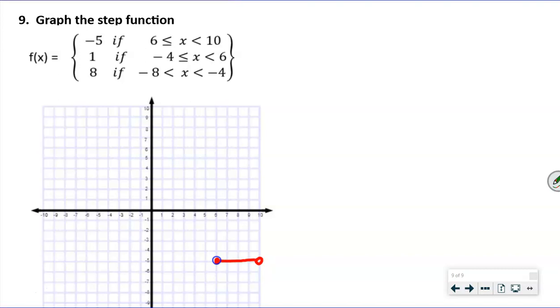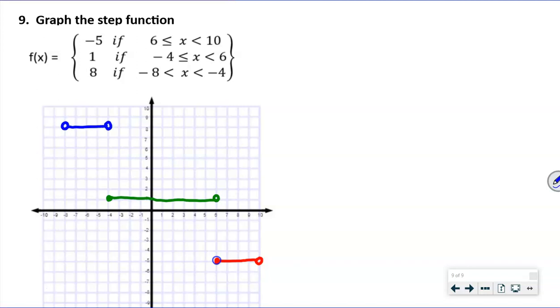And then we got 1. So 1 is up here, and that's going to be between -4, solid dot again, because it's greater than or equal to, and then 6 is going to be an open dot. So we're going to connect those two. And then our last one is 8, and it's going to be 8 when it's between -8, and that's an open dot here, and -4, another open dot.